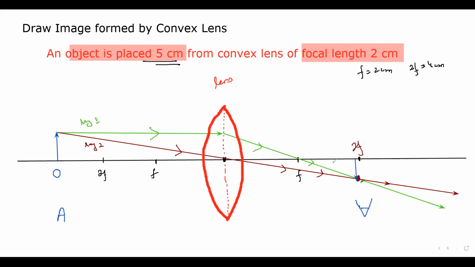Then another example. In the exam they can change the position, they can give you a different focal length, and they can give you a different position of the object, but you should be able to locate the position of the image by using the ray diagram. Like another example, if I say an object is placed 4 centimeter from the lens and the focal length is 2 centimeter. So how can we draw an image?